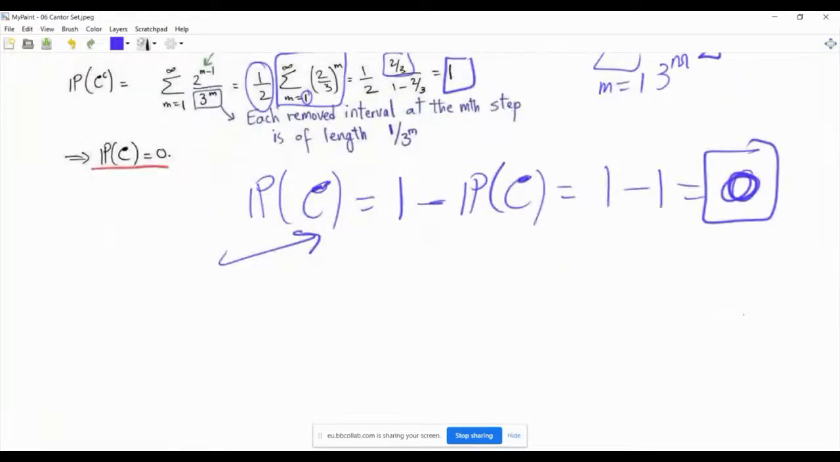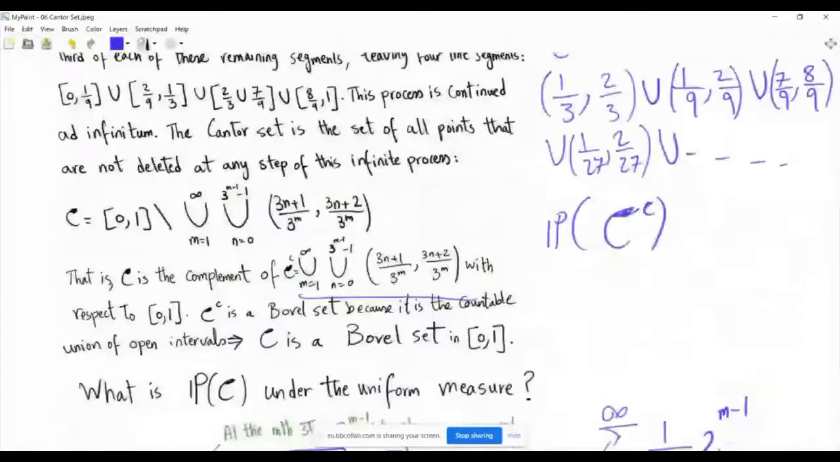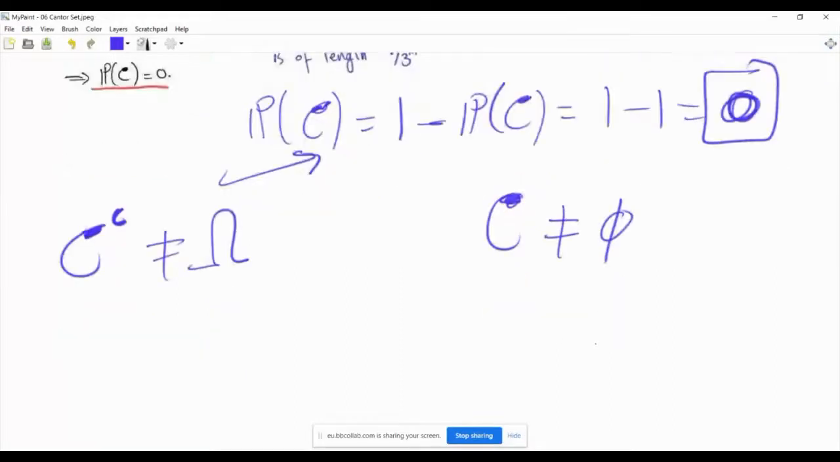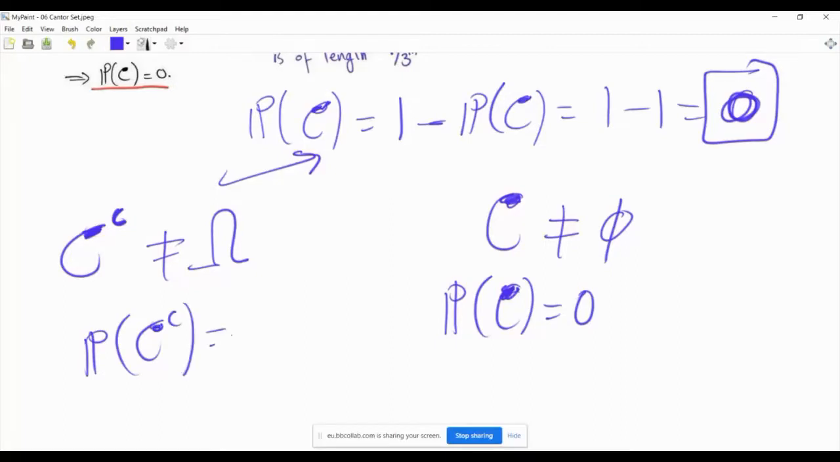Now, something very important you need to keep in mind. The complement of the Cantor set, which is basically this union here, is not big omega, right? And the Cantor set is not empty. It is not the empty set, right? However, the probability of the Cantor set is 0, and the probability of the complement is 1.